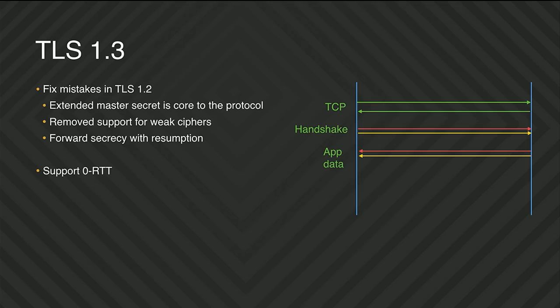We also removed support for weak cipher suites, and we have forward secrecy with resumption. TLS 1.3 has a similar thing to Zero Protocol, where it has 1 RTT keys and 0 RTT keys. And you can do a Diffie-Hellman exchange to negotiate the 1 RTT keys, so you can get forward secrecy with the resumption as well. It also supports 0 RTT. That goes without saying, otherwise we wouldn't be talking about TLS 1.3 at all.